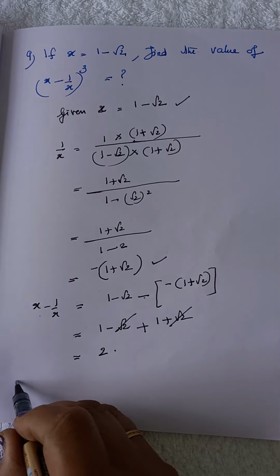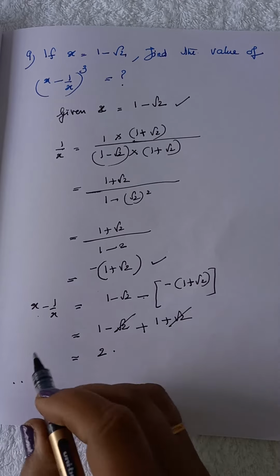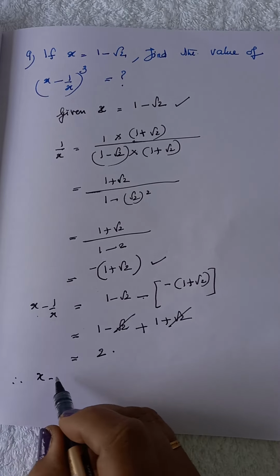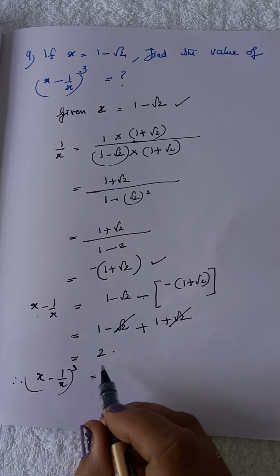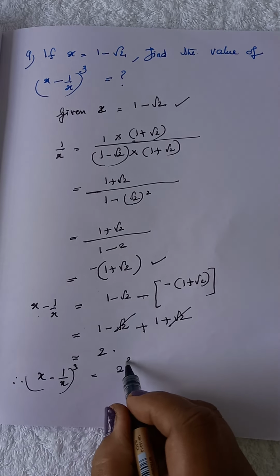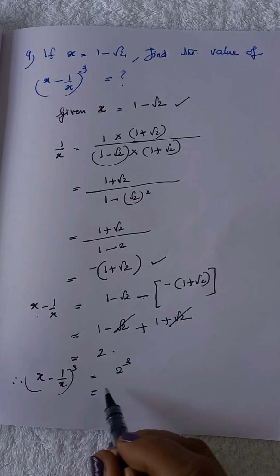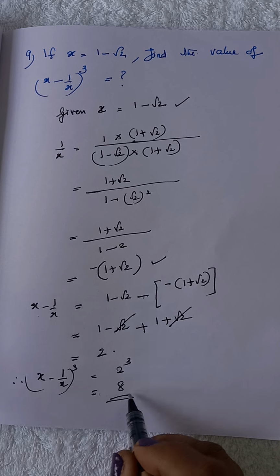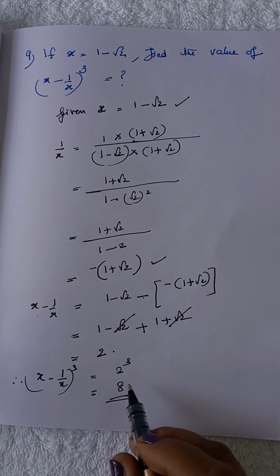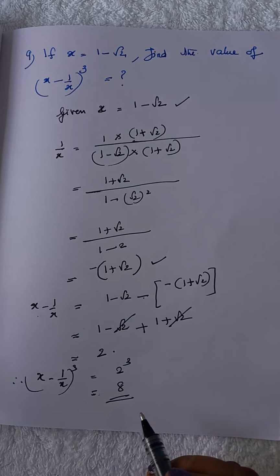We want to find out x minus 1 by x whole cube. Therefore, x minus 1 by x whole cube, that is equal to right side cube, that is 2 raised to 3. What is 2 raised to 3? That is 2 into 2 into 2, that is 8. So the value of x minus 1 by x whole cube is equal to 8.